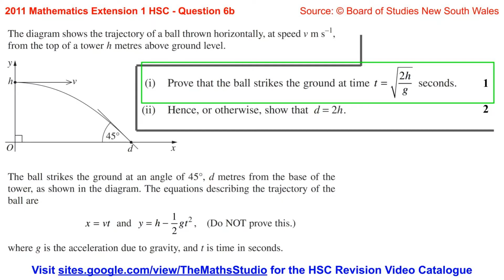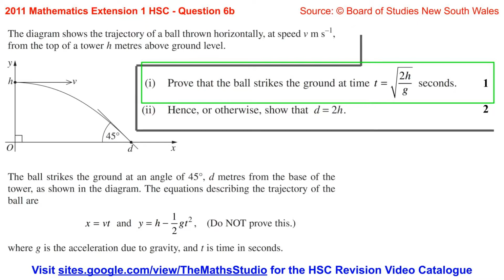Question 6b. The diagram shows the trajectory of a ball thrown horizontally at speed v meters per second from the top of a tower h meters above ground level. The ball strikes the ground at an angle of 45 degrees, d meters from the base of the tower as shown in the diagram. The equations describing the trajectory of the ball are x equals vt and y equals h minus half gt squared. Do not prove this, where g is the acceleration due to gravity and t is time in seconds.